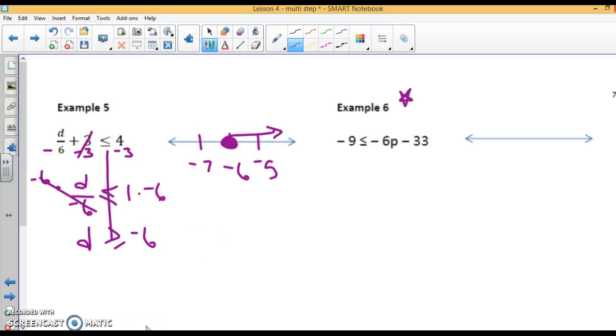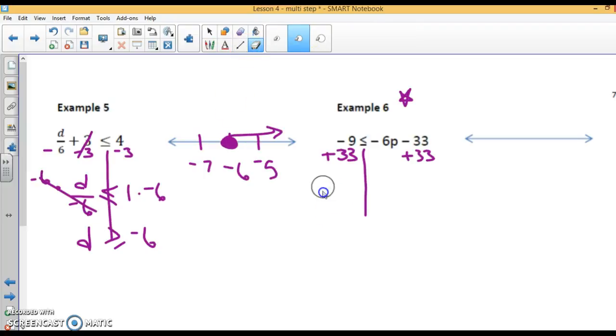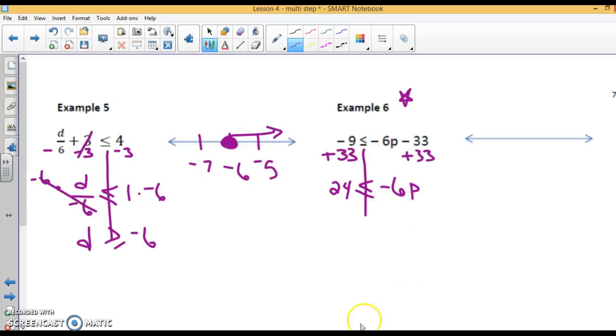All right, this one is a tricky problem. Let's solve this. Add 33 to both sides. So I'm going to have, no, not negative, positive 24 is less than or equal to negative 6p. I didn't switch because I didn't multiply or divide by negative. Now, I'm going to divide both sides by negative 6. So I'm going to have negative 4. I need to switch this because I divided by a negative. So greater than or equal to p.